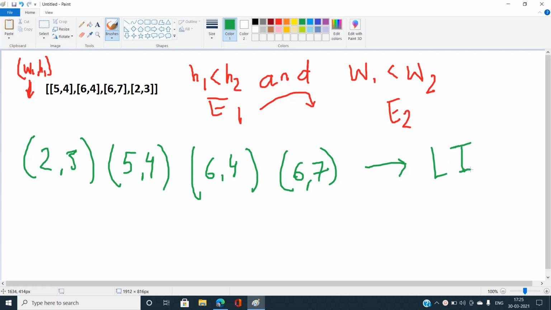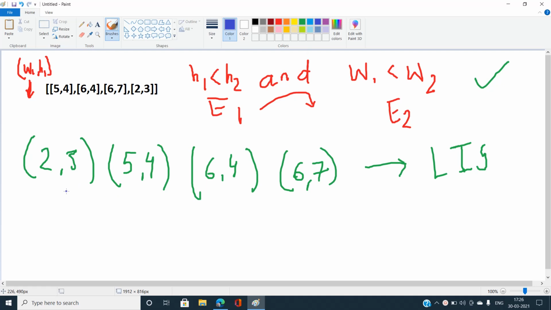Why am I focusing on the longest increasing subsequence? Because we need to satisfy this condition, and we need to choose a sequence of envelopes. That's why I'm focusing on the longest increasing subsequence: E1 should be put inside E2 and E2 should be put inside E3. So let's find the longest increasing subsequence with the help of dynamic programming.